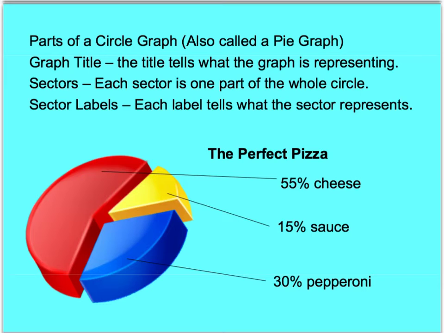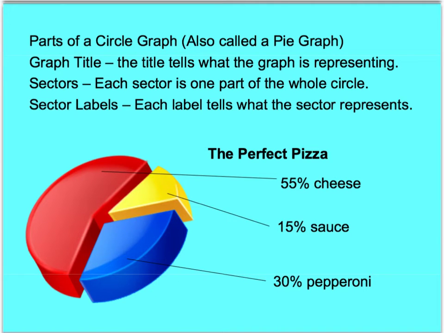So the circle graph down below, this one's a three-dimensional circle graph. The title of this is The Perfect Pizza. Sectors: each sector is one part of the whole circle. So the whole circle is here, what I'm circling here, and each of these are sectors.